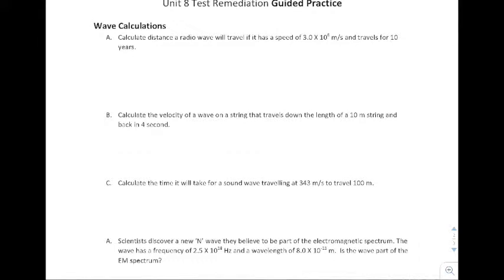Okay, now it asks me to calculate the distance. A radio wave will travel if it has a speed of 3 times 10 to the 8th and travels for 10 years. So the first thing that you should realize is that it tells me the speed of the wave, so I know the velocity is 3 times 10 to the 8th, and that's in meters per second. So in order to use that number, I need to have my time term, and that time needs to be in seconds as well. Right now it's in 10 years, and that's not going to work for me.